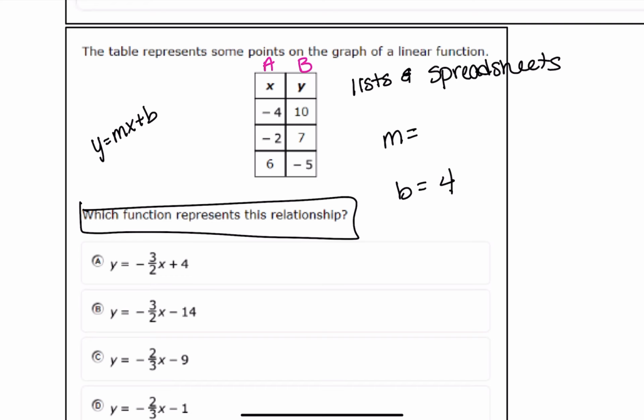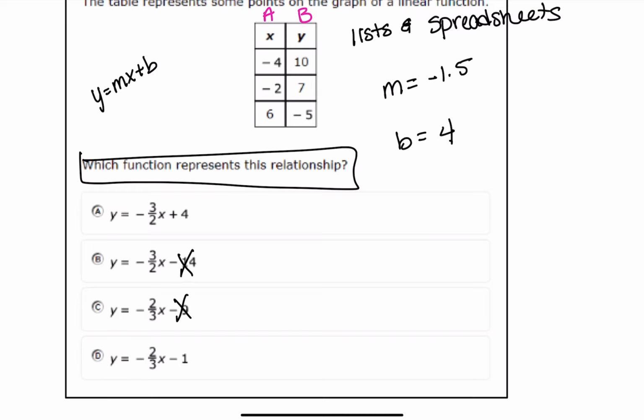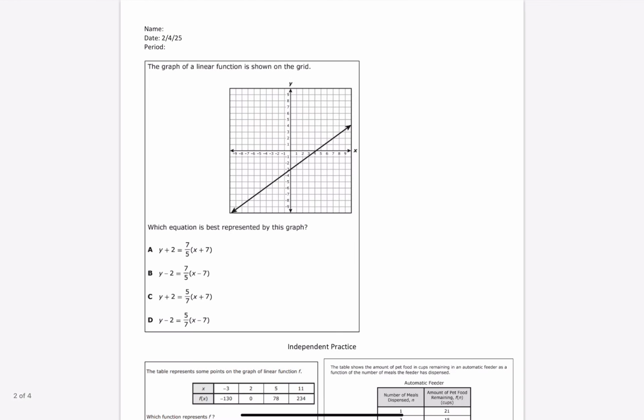When you do it in lists and spreadsheets, it'll give you a 4 and then it'll give you a -1.5. Well, look here. My only one with a +4 is going to be A. And that's it.